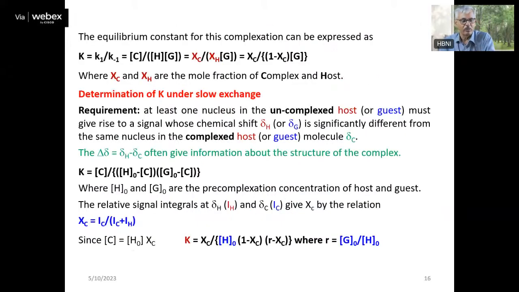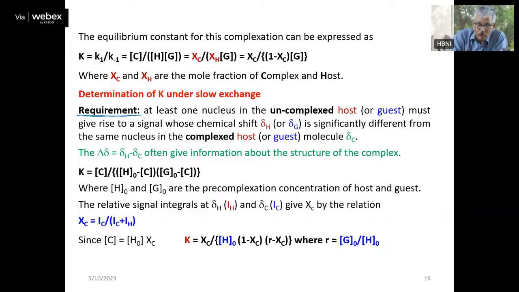Now we'll go a little more ahead. This is the thing I have already told you. Now there are two possibilities: one is slow exchange, another is fast exchange. Let us see what happens under slow exchange. Suppose we want to study this under slow exchange. What is the requirement? Not every system can be studied, so what is the requirement that it can be studied?